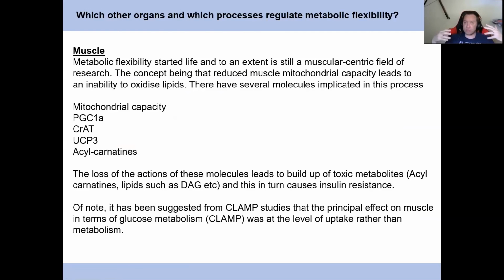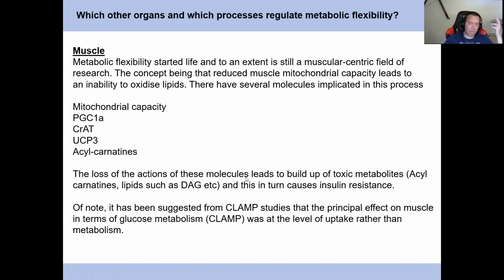So which other organs and processes regulate metabolic flexibility? I talked already about muscle. I would argue actually metabolic flexibility started life and is to an extent still a pretty musculocentric field. And the processes that have been really described to be important are related around the capacity for mitochondrial oxidation of lipids. And there are lots of molecules that have been implicated.